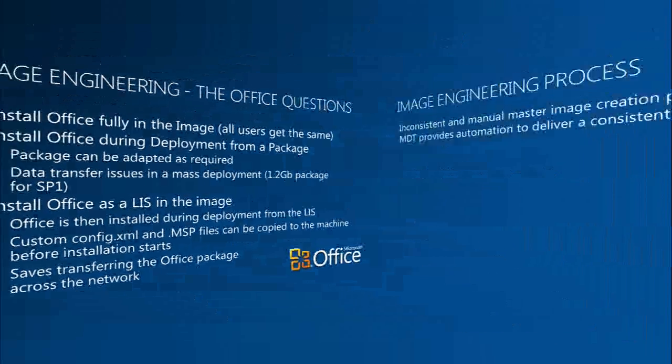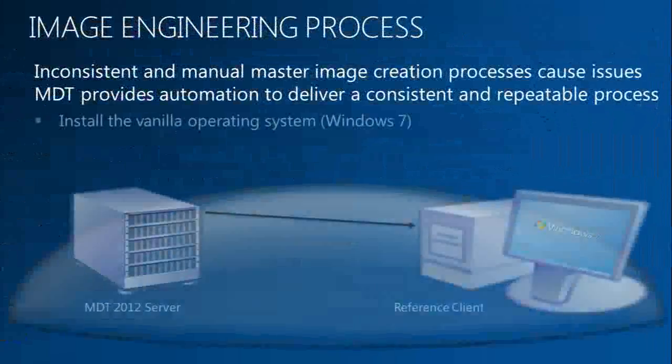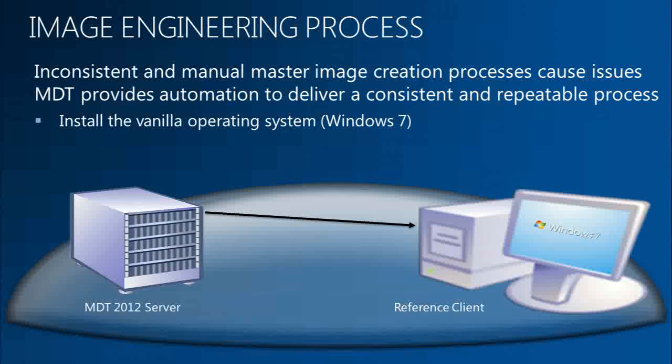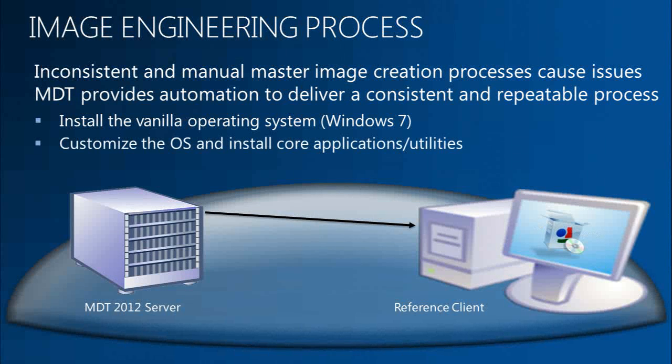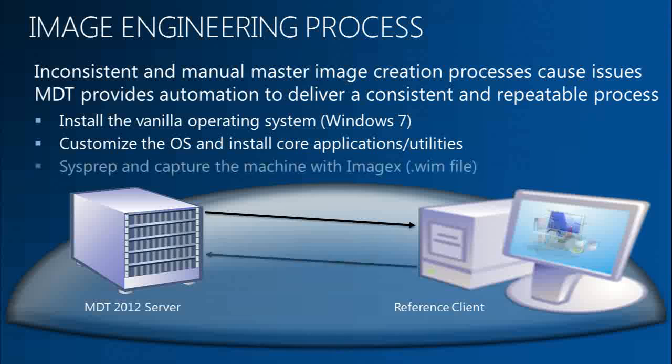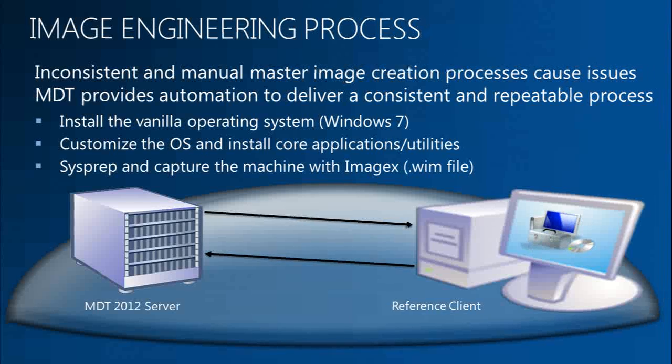So, image engineering process. We've got an MDT server. We build a reference client. It installs a vanilla operating system. We make some customizations. We install some core apps, some core utilities. We do a little bit of branding. We sprinkle a little bit of magic, and then we sysprep and capture it back as an image. The process is pretty simple with using MDT.